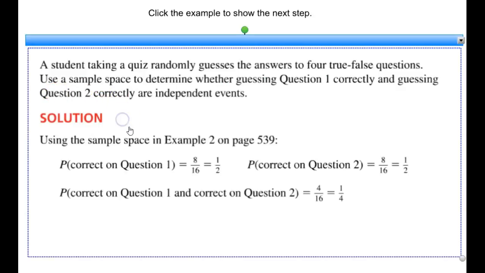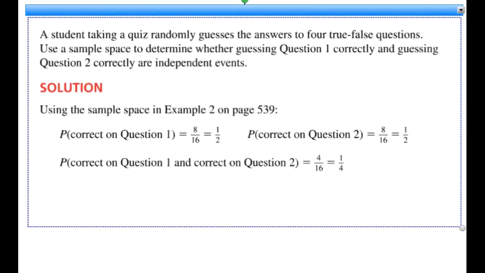This is example number 1. A student taking a quiz randomly guesses the answers to 4 true-false questions. Use a sample space to determine whether guessing question 1 correctly and guessing question 2 correctly are independent events. So the first thing I want to look at is my sample space. I have this example back on page 539, and this is where they just wrote out all of the possibilities.